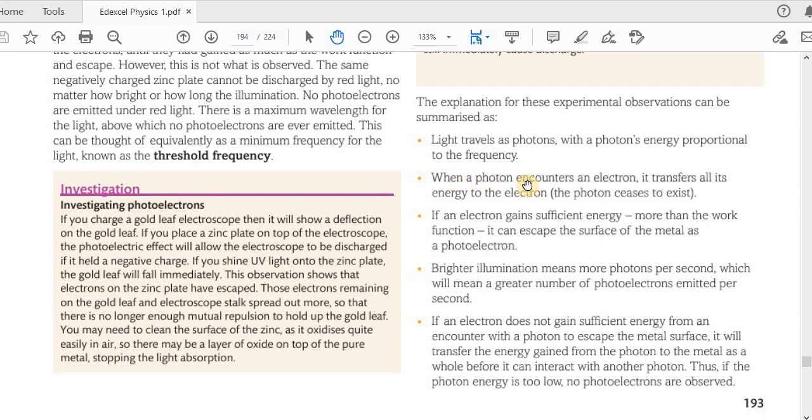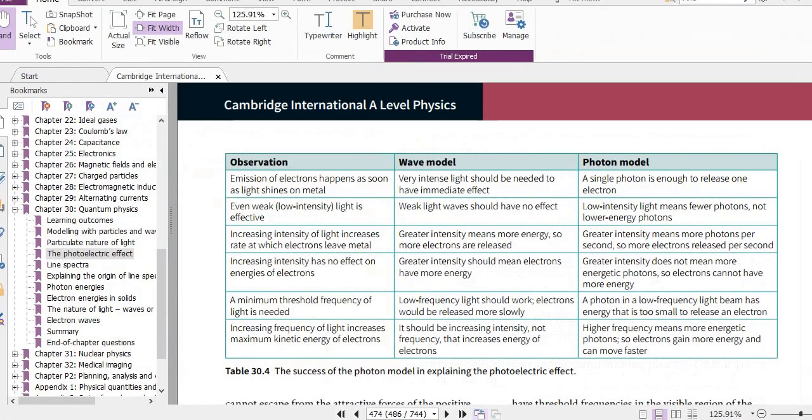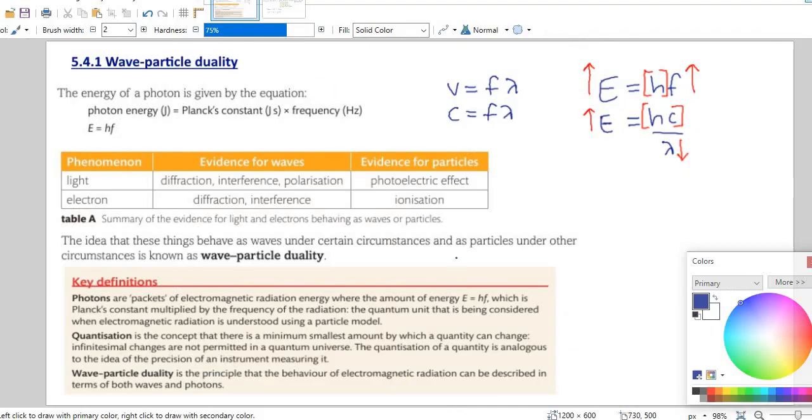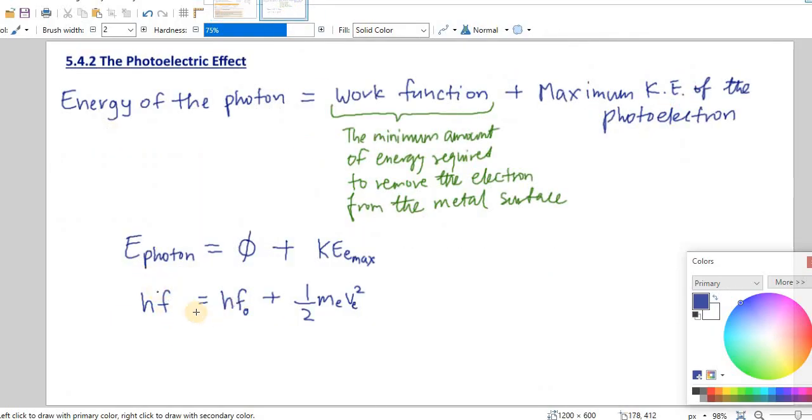When a photon encounters an electron, it transfers all its energy to the electron, and the photon ceases to exist. So all the energy of the photon is absorbed. That's how we can write this equation. See, this is the energy of the photon. All of it is absorbed by the electron. So this side is for the electron, this side is for the photon.